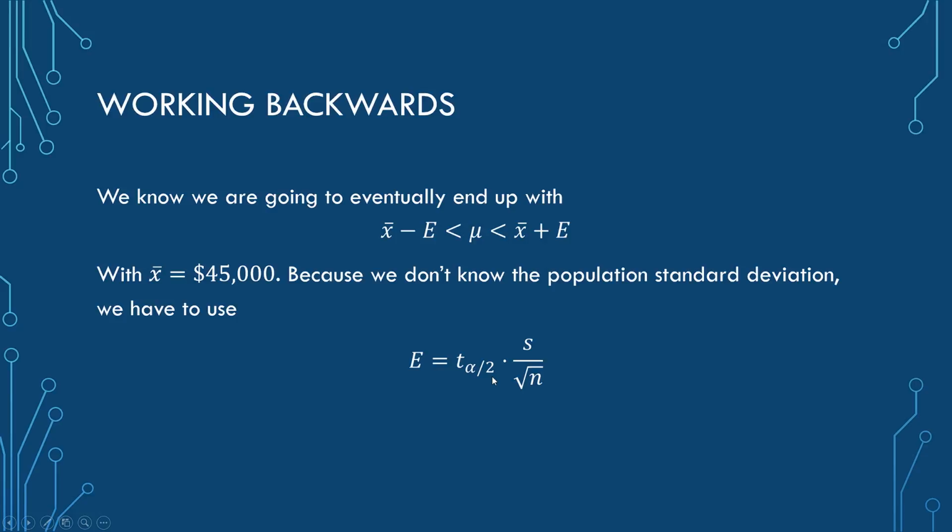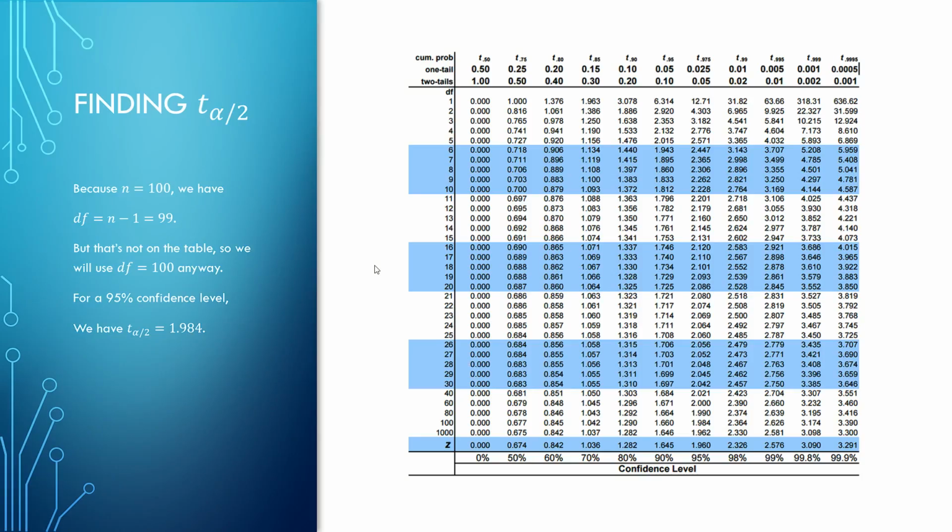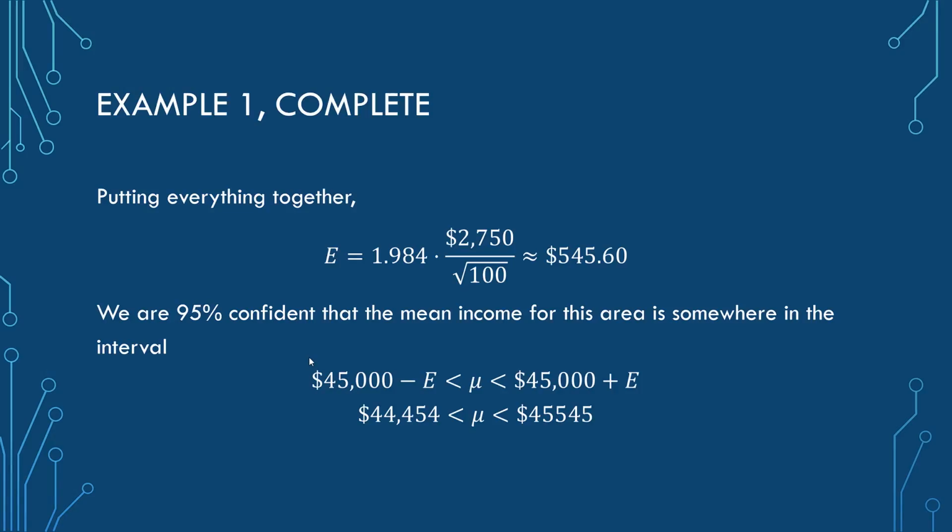I need to do a little t testing here. So t of alpha over 2. I'm going to use n equal 100. So that gives me 99 degrees of freedom, which is, of course, not on the table. So I'm going to use 100 anyway. Whoopsie. And that gives me, let's see, for 95% confidence level, 1.984 as my t-value. And honestly, that's all the statistics I have to do until I start making conclusions. Because from here till then, it's just number crunching time, right? In go the numbers into my formula, and I get about $545.60 as my margin of error.